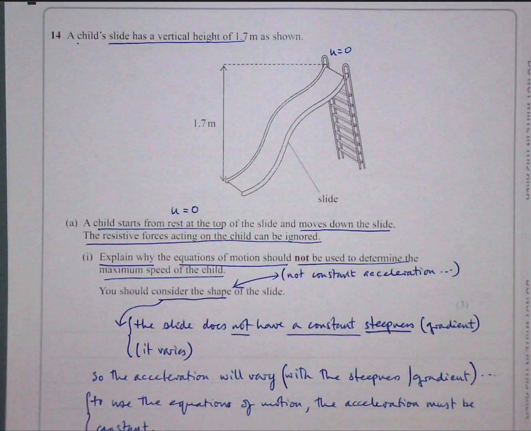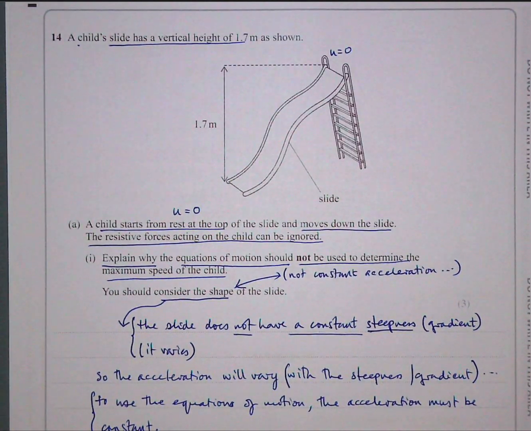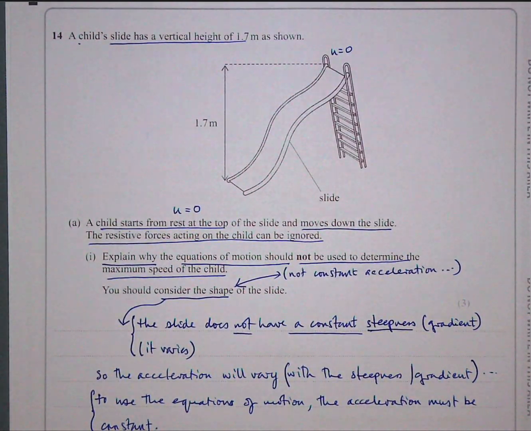So the beginning of the paper, they go through quick questions. This is the first one where it's multi-part. So a child's slide has a vertical height of 1.7 meters.